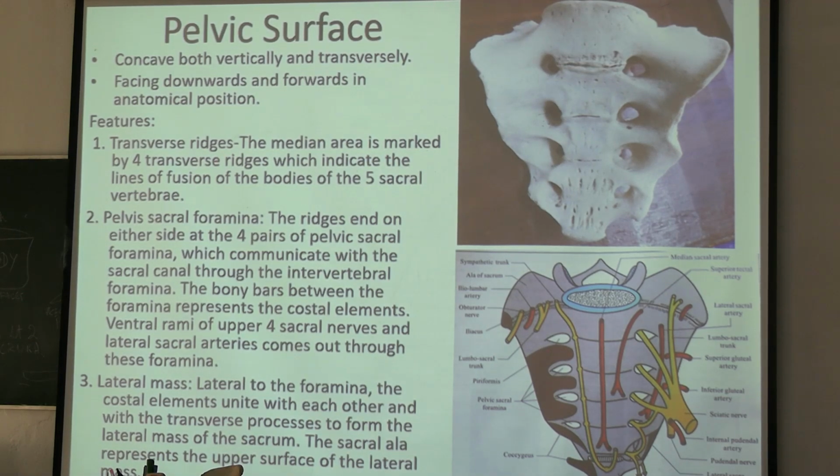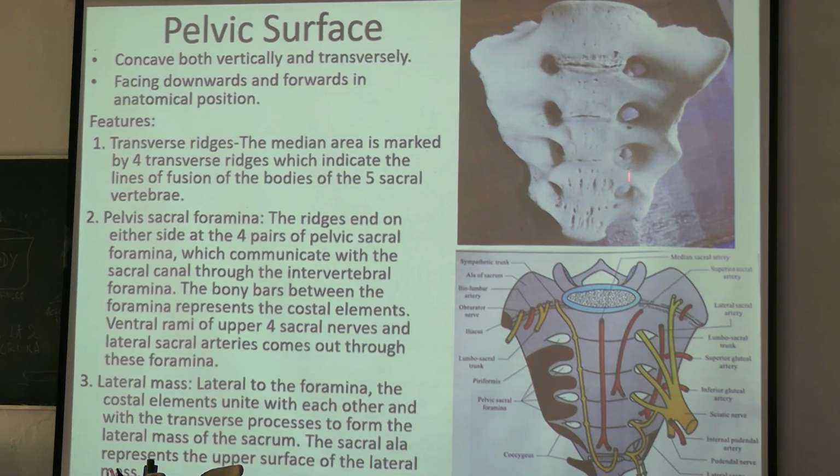Next, go to the surfaces. First, the pelvic surface, which is directed downward and forward. It is concave both vertically and transversely, facing downward and forward in anatomical position. These are the features. There are transverse ridges, four ridges in between the five vertebrae. The median area is marked by four transverse ridges which indicate the line of fusion of the bodies of the five sacral vertebrae.